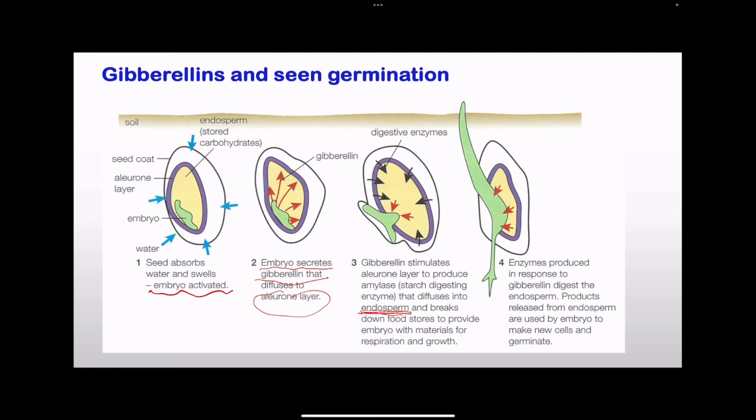Remember, the endosperm contains starch, so starch is going to be broken down into simple sugars that can be respired by the plant in order to provide energy or ATP required to facilitate the process of development of the shoot as well as the root. So we can see here finally germination has occurred.